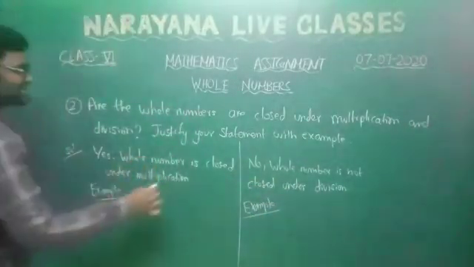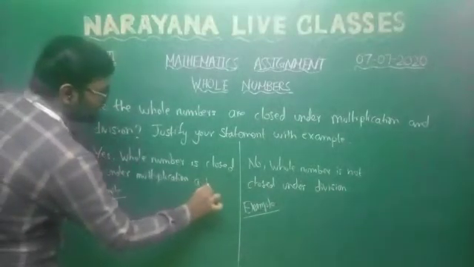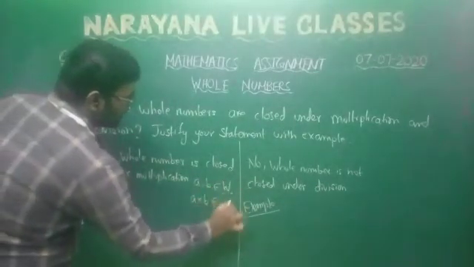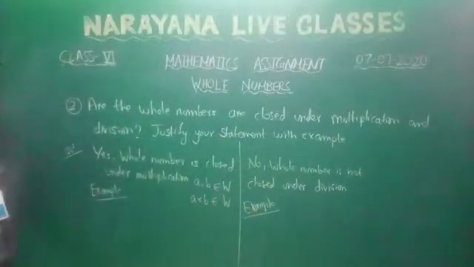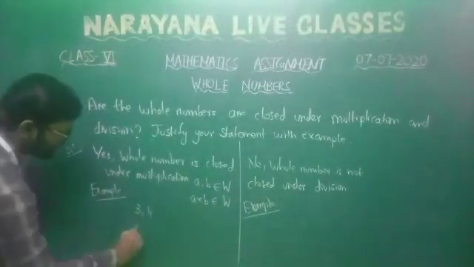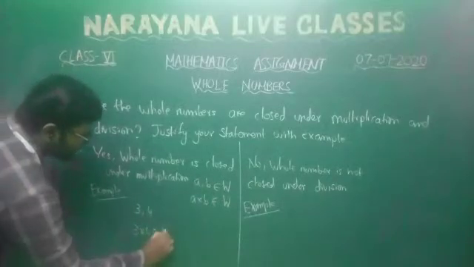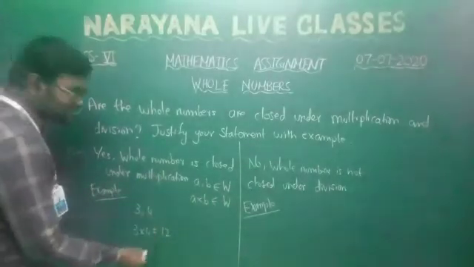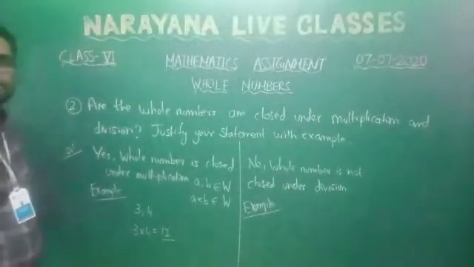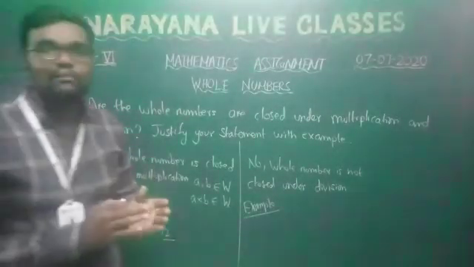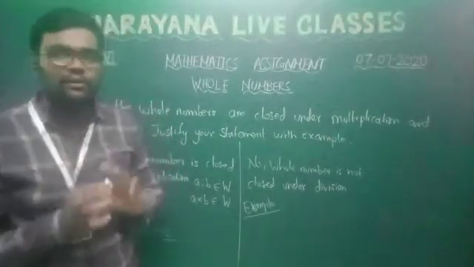Why is it closed under multiplication? You know that if you multiply any two values, the result should again be a whole number. For example, I am taking the same values 3 and 4. If I multiply 3 and 4, how much will I get? I will get 12. Here 3 and 4 are whole numbers, and the answer 12 is also a whole number. Therefore, it is closed under multiplication. If you multiply any two whole numbers, the answer you get is a whole number only.